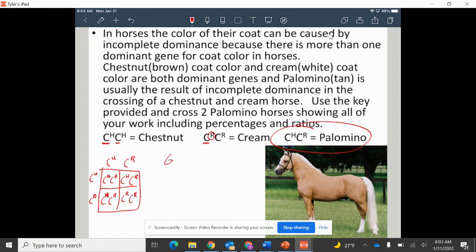Okay, so our genotypes, H comes before R in the alphabet, so we're going to go with our 1 CH, CH, our 2 CH, CR, 1 CR, CR.